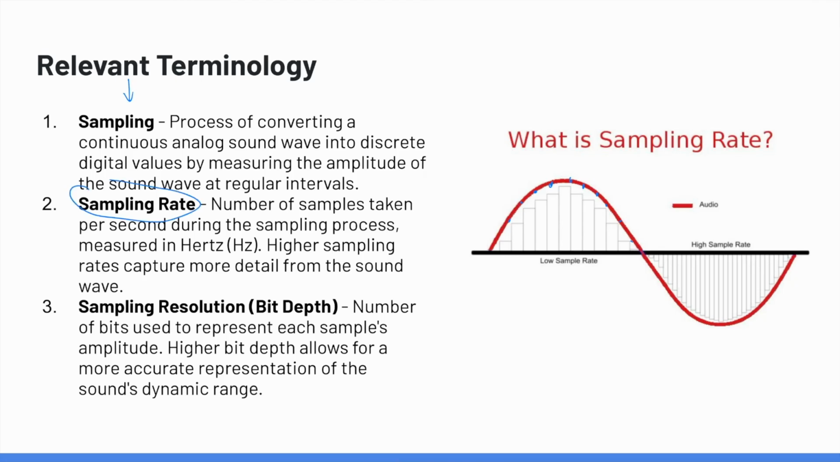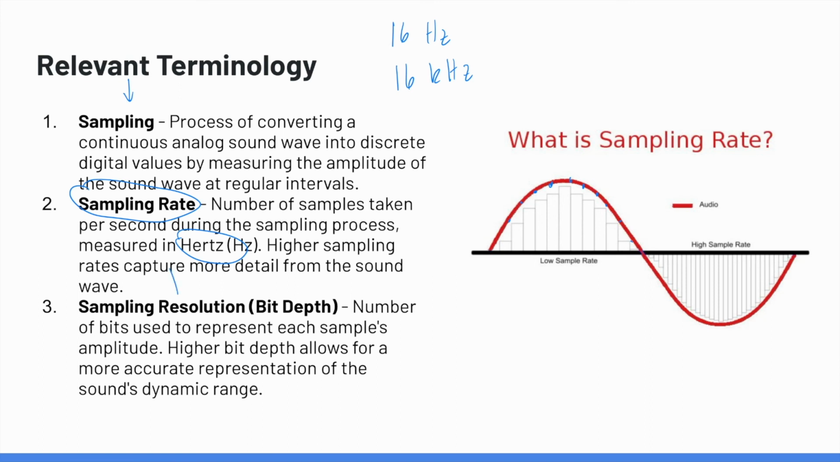Now the sampling rate is the number of samples taken per second, measured in hertz. So if we have a sampling rate of 16 hertz, that means we're taking 16 samples of the sound amplitude per second. If we have 16 kilohertz, that means we're taking 16,000 samples of the sound per second, which is going to give us a lot more detail.